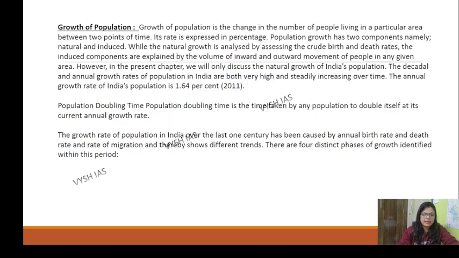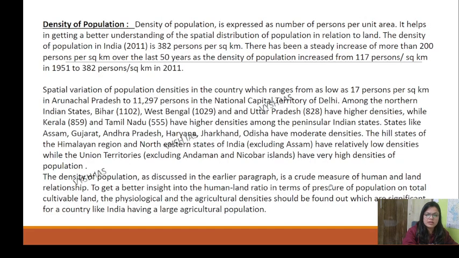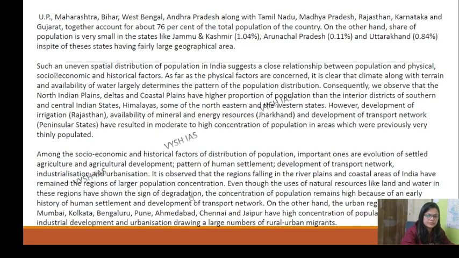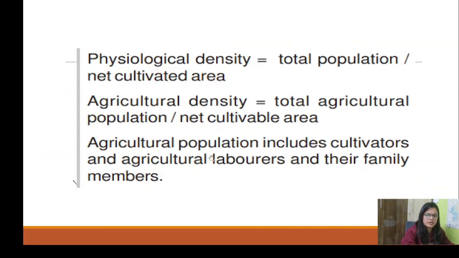We were talking about the 4 distinct phases of growth identified within this period. If you remember the 4 names, you'll understand it. I was also telling you the 2 important things you can learn from this: sources of population data, and also remember this slide, do not forget it.